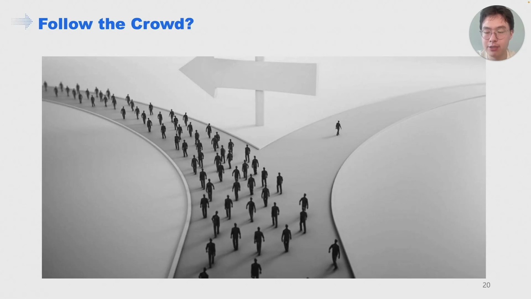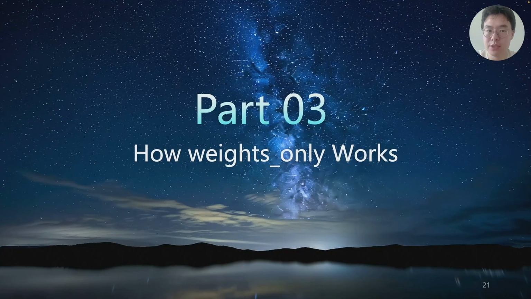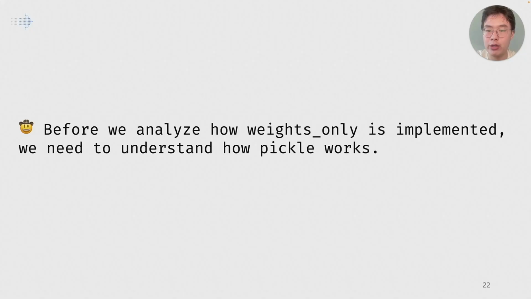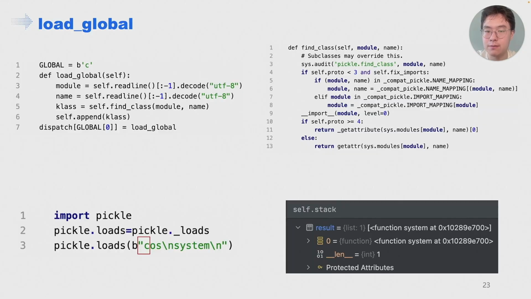But here comes the question: can we blindly trust the security of weights_only? In the next part, we will dive deeper into how weights_only actually works. Earlier we pointed out that weights_only is something like a restricted pickle. So before we analyze how weights_only is implemented, we need to understand how pickle works.